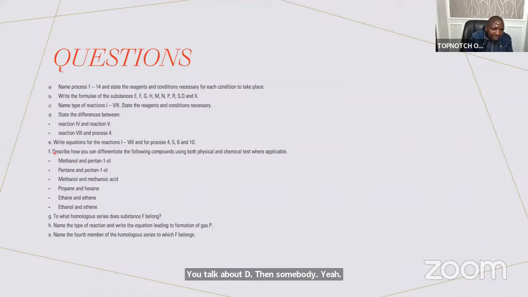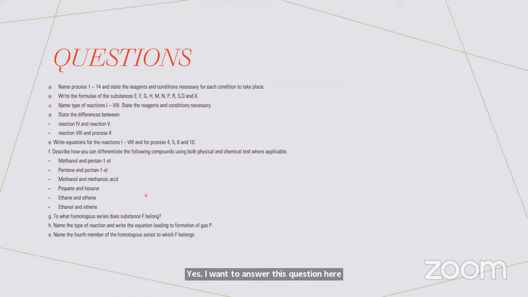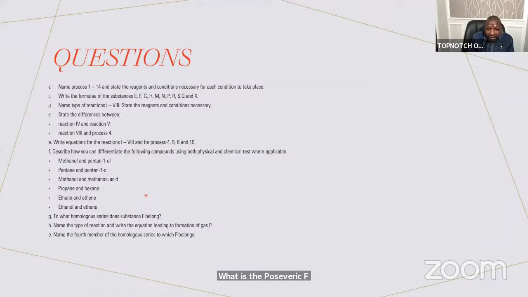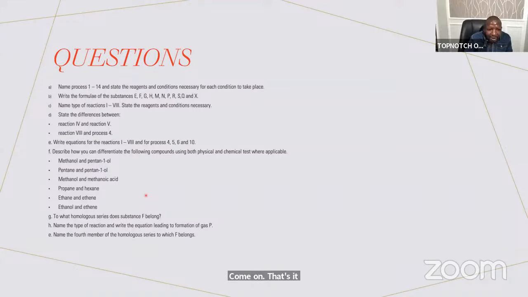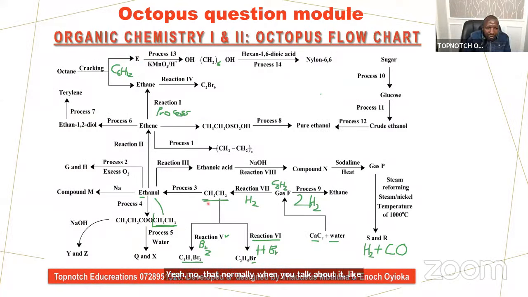I want to answer this question here, number F. What is the work of phosphoric(V) acid? In terms of converting ethene to ethanol, this one is simply hydration, whereby we are adding water, we are adding steam. We are reacting ethene with steam, and we require phosphoric(V) acid.